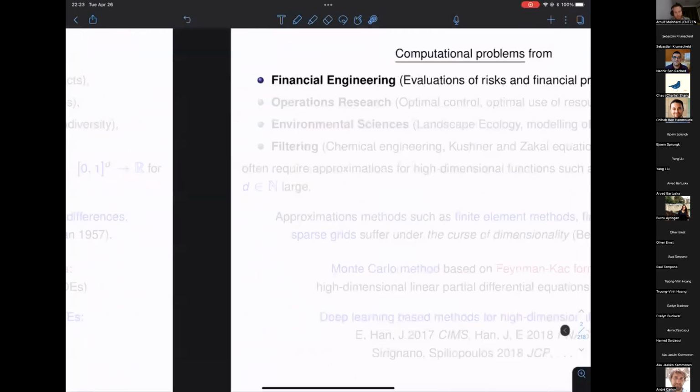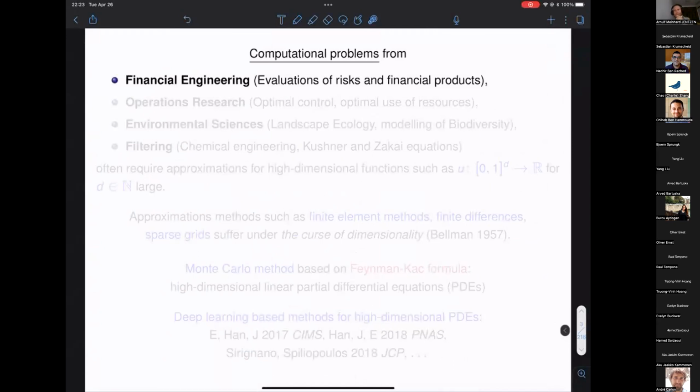Specifically, you can think of computational problems from financial engineering, where one wants to approximately compute risks or approximately evaluate financial products. In such applications, the dimension corresponds to the number of financial assets, the number of underlyings in the involved hedging portfolio, say the number of stocks or commodities or interest rates in the involved hedging portfolio.